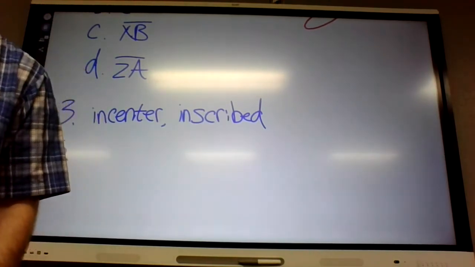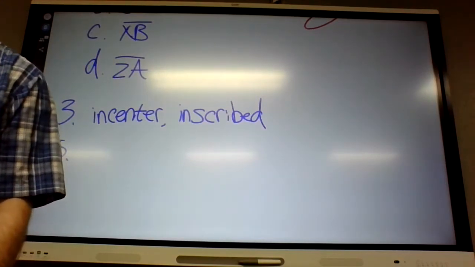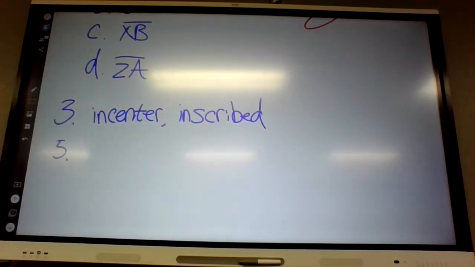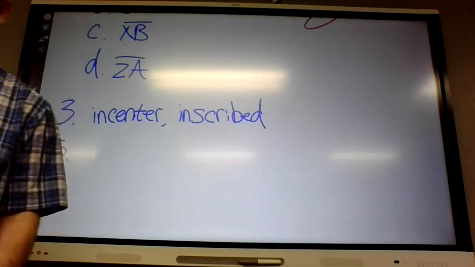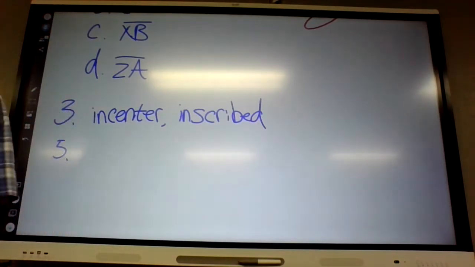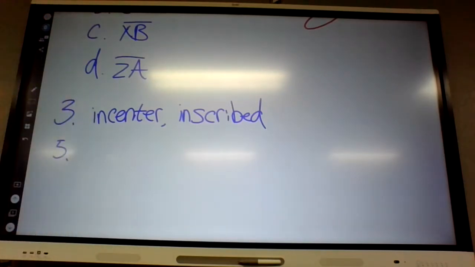All right, number 5. One thing that we learned about the incenter is that it's the same distance from each side. If you look at SU in the picture, that blue line, that's the distance from the incenter to the side. So if SU is 8, what is ST? 8.